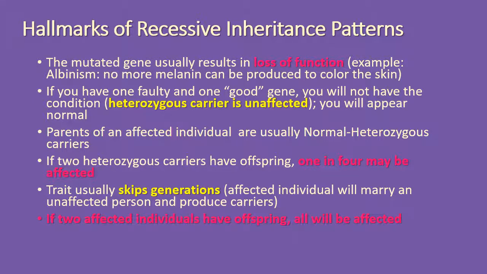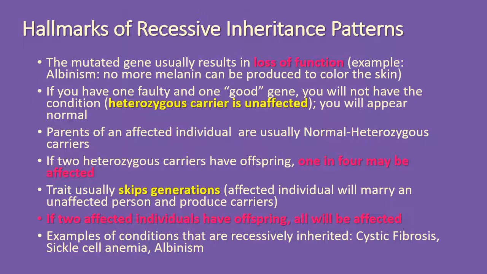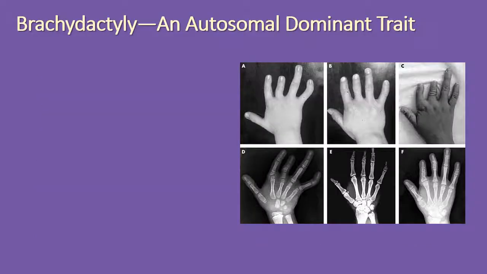If you have two affected individuals by chance and they actually have offspring, then of course all the children will be affected, because those will be the only alleles they can inherit from both parents. So some conditions that are recessive: cystic fibrosis, like I said, sickle cell anemia, that's a big part of your homework, and the albinism example that we just saw.